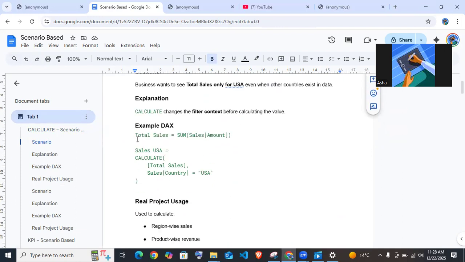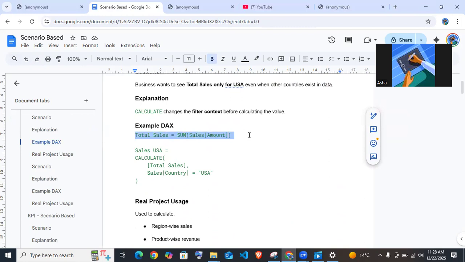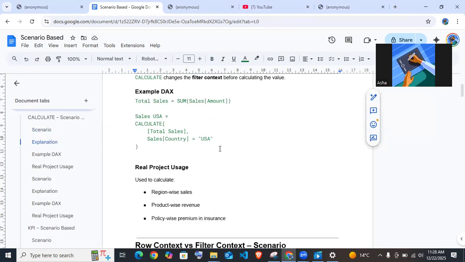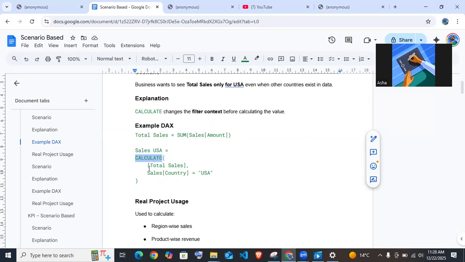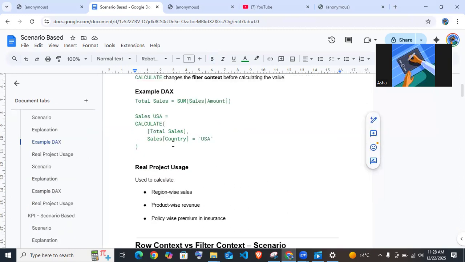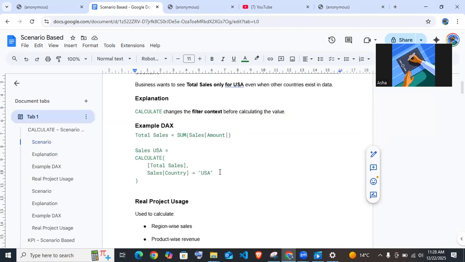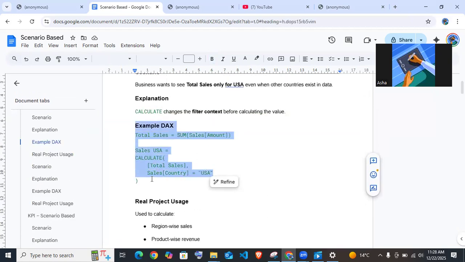So for example, we created one measure that is total sales is equal to sum sales amount. After that, we are creating sales for USA only. So what we will do, we will use calculate function, total sales that we created, and we will take sales column, country, and we will take USA. So it will show me only the USA sales data. So this is the calculate function. This is working in filter context here.